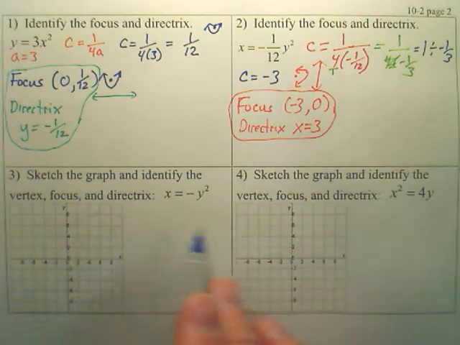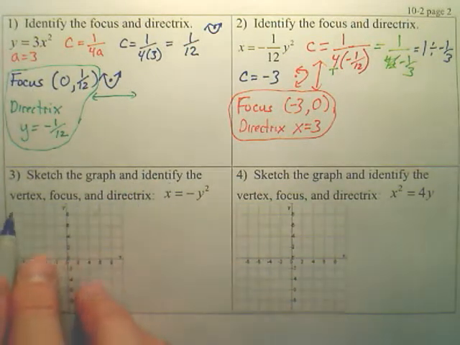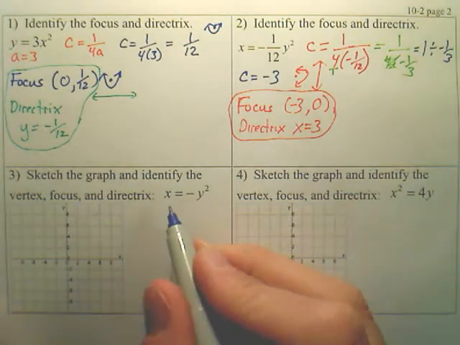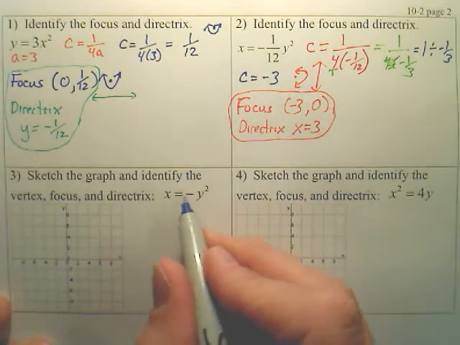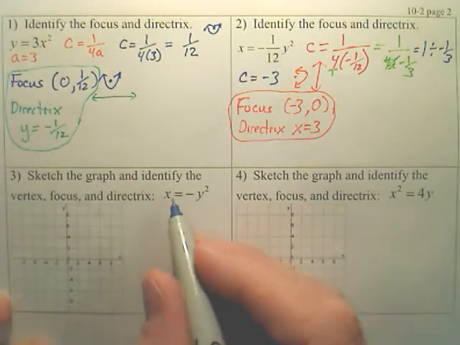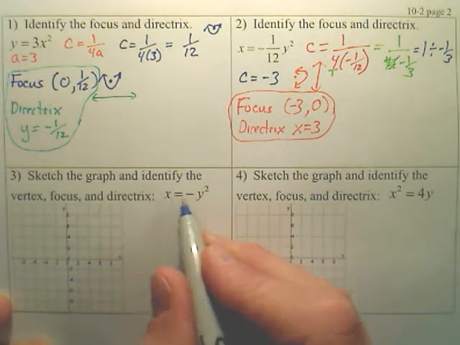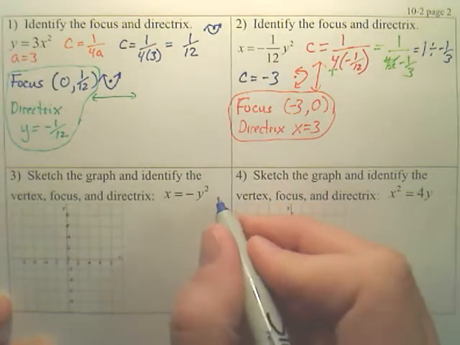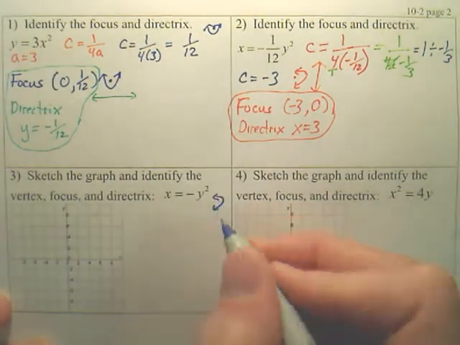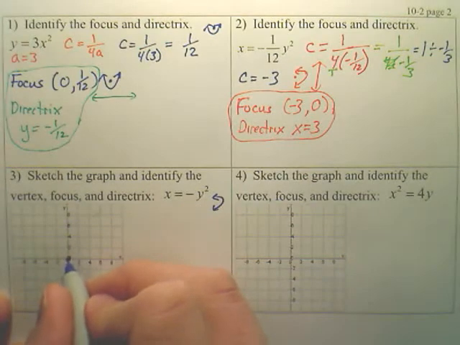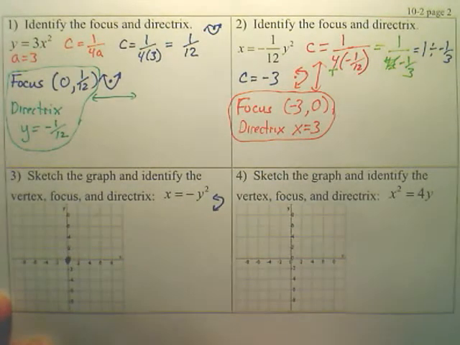Number 3 and 4. We're going to sketch the graph and then identify the particular things. So, if I want to sketch this graph, which direction will this open? Since it's x equals, I know it's going left or right. Since it's negative, I know it's opening this way. Now, I know it's going to start right here at 0, 0.